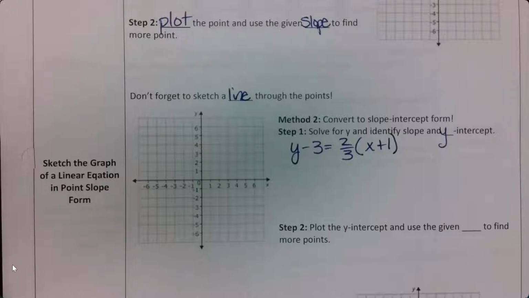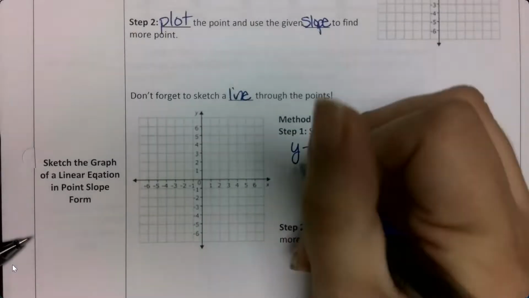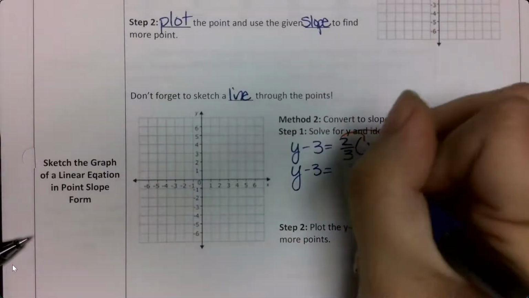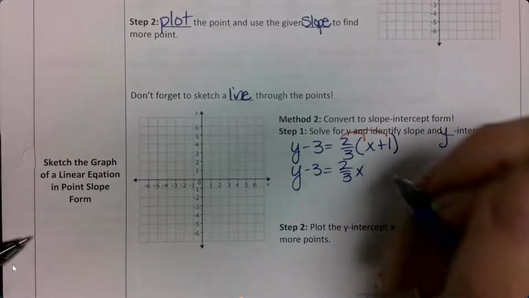Okay, so what do I want to do first? I want this in y equals mx plus b form. Well, how do I get it that way? So I want to distribute this 2/3. So I'm going to have y minus 3 equals 2/3 x. What's 2/3 times 1? 2/3.